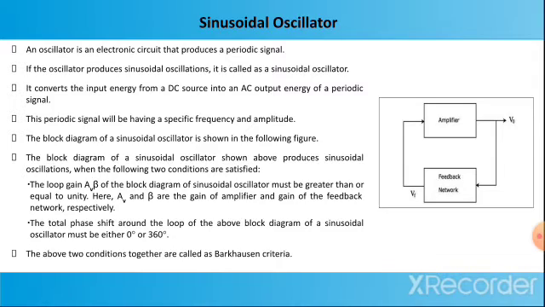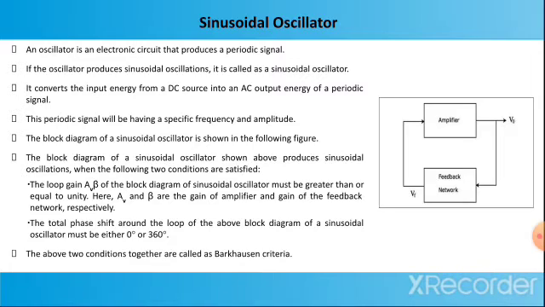An oscillator is an electronic circuit that produces a periodic signal. If the oscillator produces sinusoidal oscillation, it is called a sinusoidal oscillator. It converts the input energy from a DC source into an AC output energy of a periodic signal. This periodic signal will have a specific frequency and amplitude. The block diagram of a sinusoidal oscillator is shown in the following figure. It produces sinusoidal oscillations when the following two conditions are satisfied.